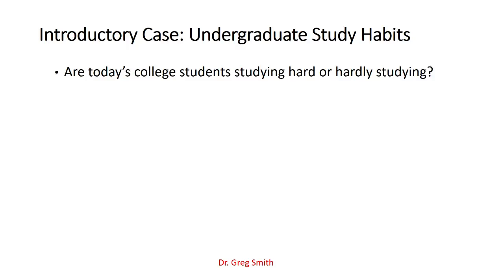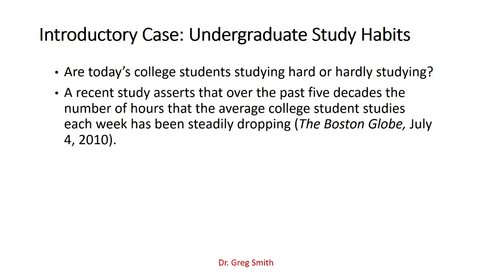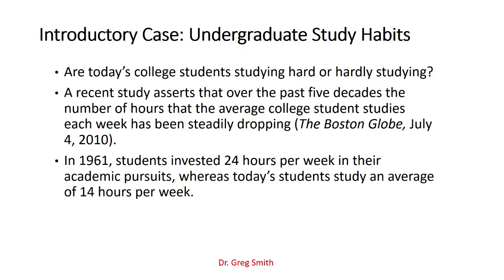So here's an interesting beginning. We want to know, are college kids studying hard or hardly studying at all compared to what happened in the past? A recent study, from about 6-7 years ago, asserts that over the last 5 decades, the number of hours that college students on average study each week has been dropping steadily. We're looking at a study in 1961 where students on average spent 24 hours a week. Today, in a recent study, students are only studying 14 hours per week.